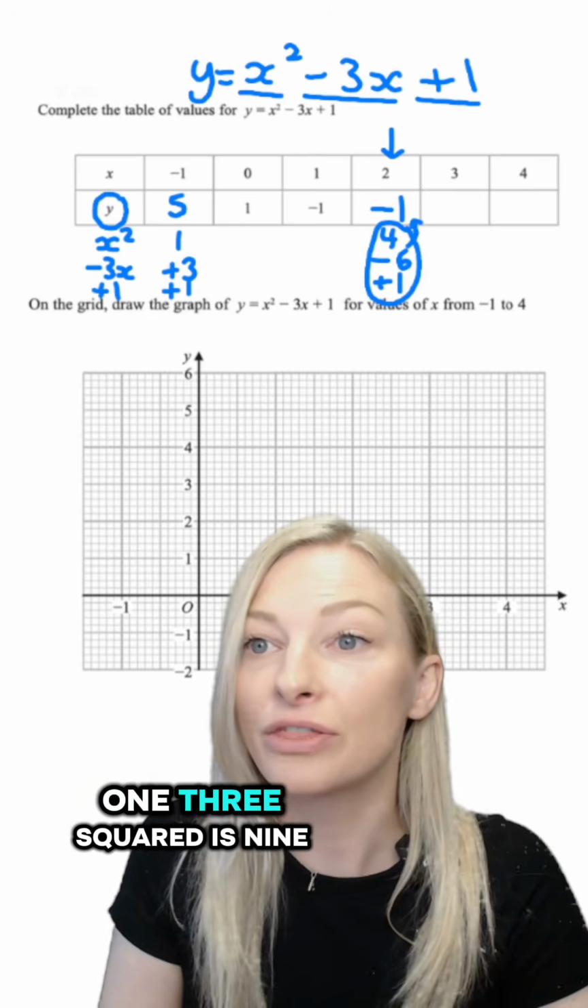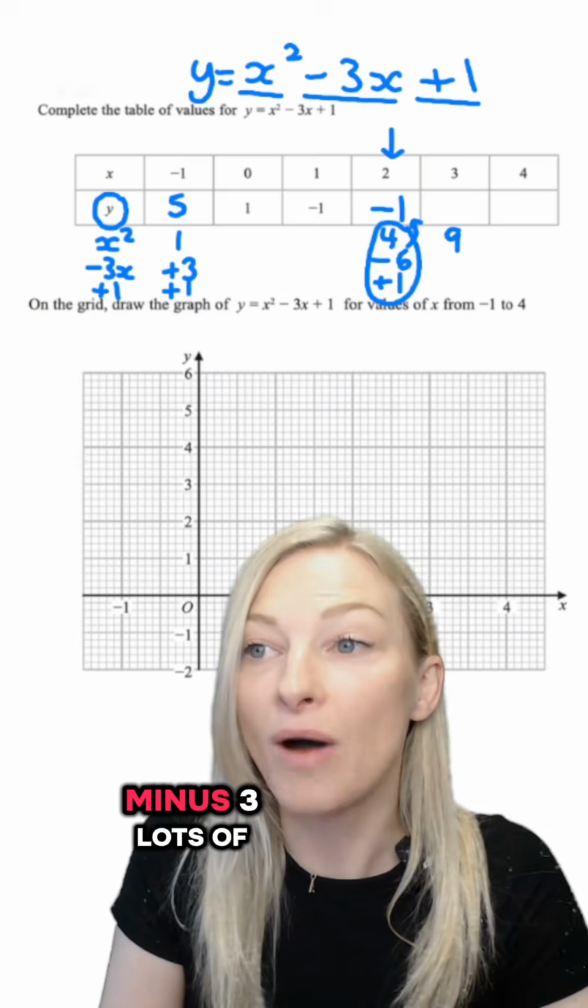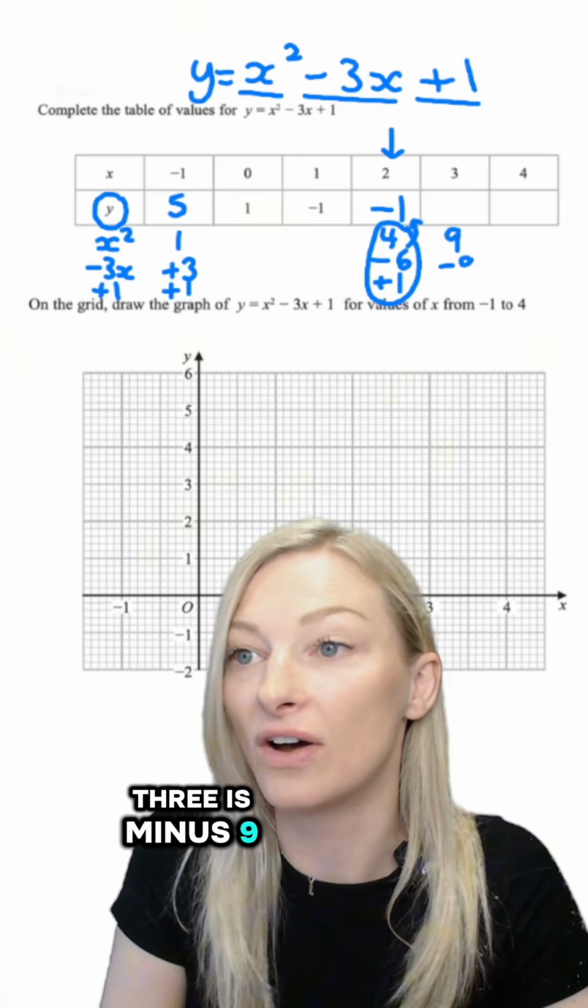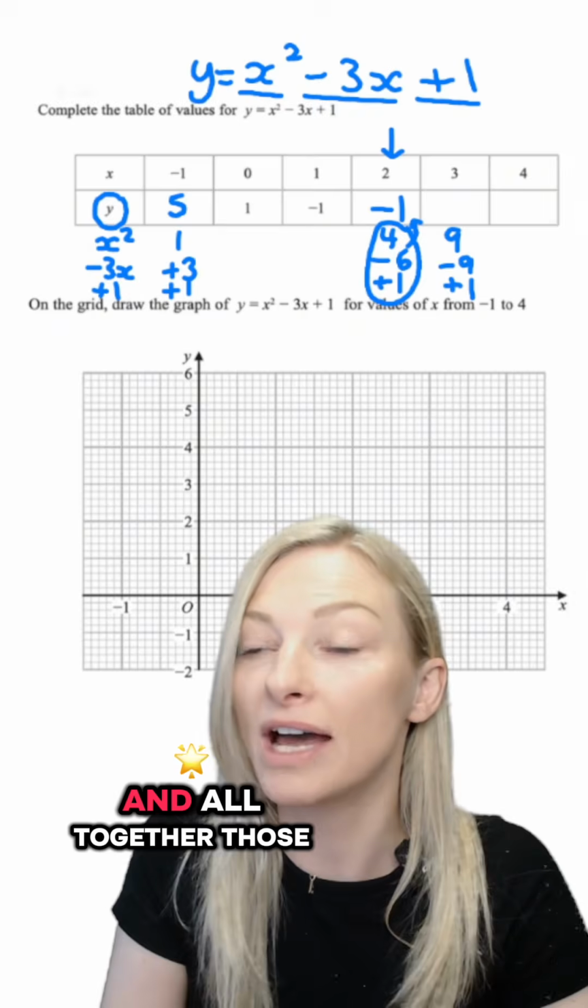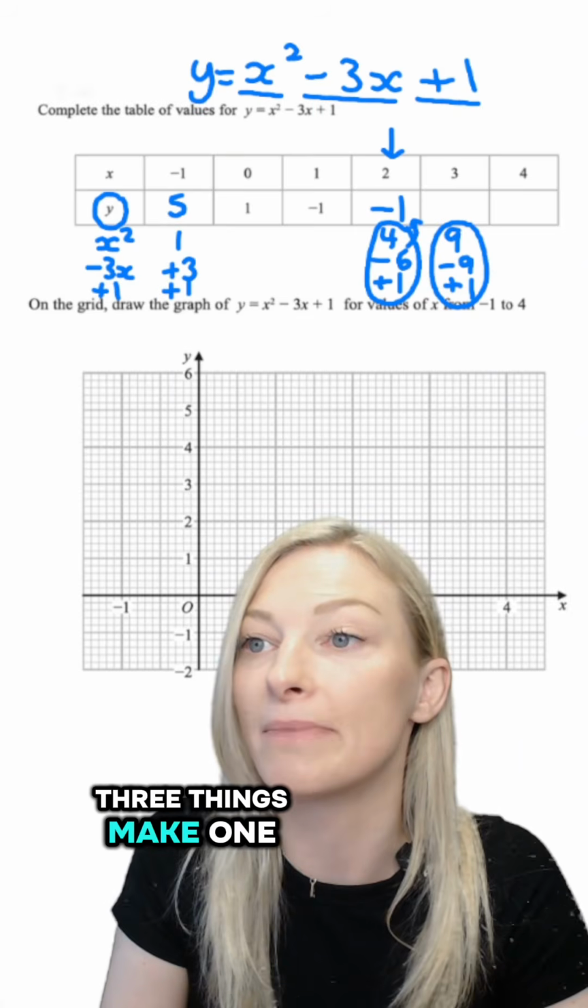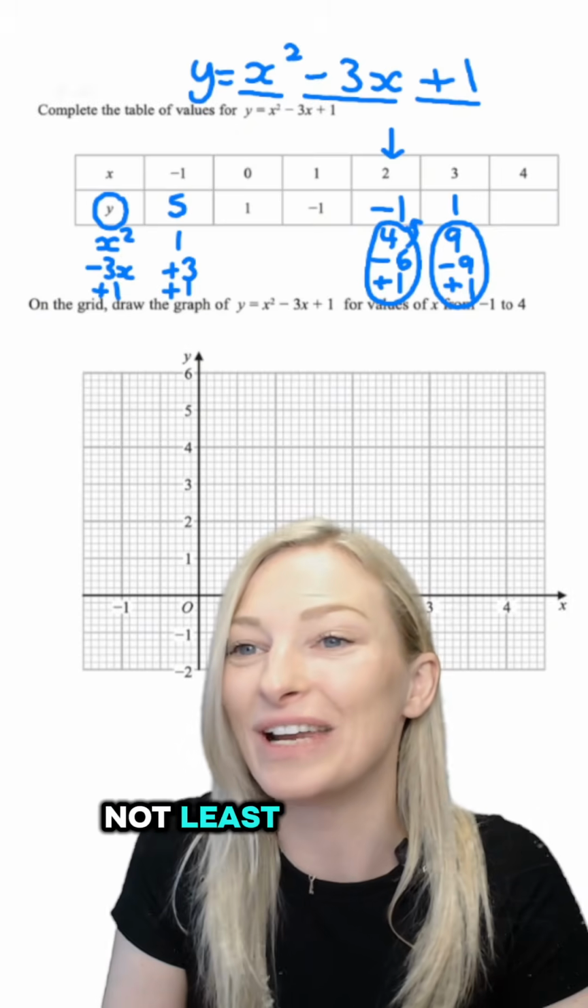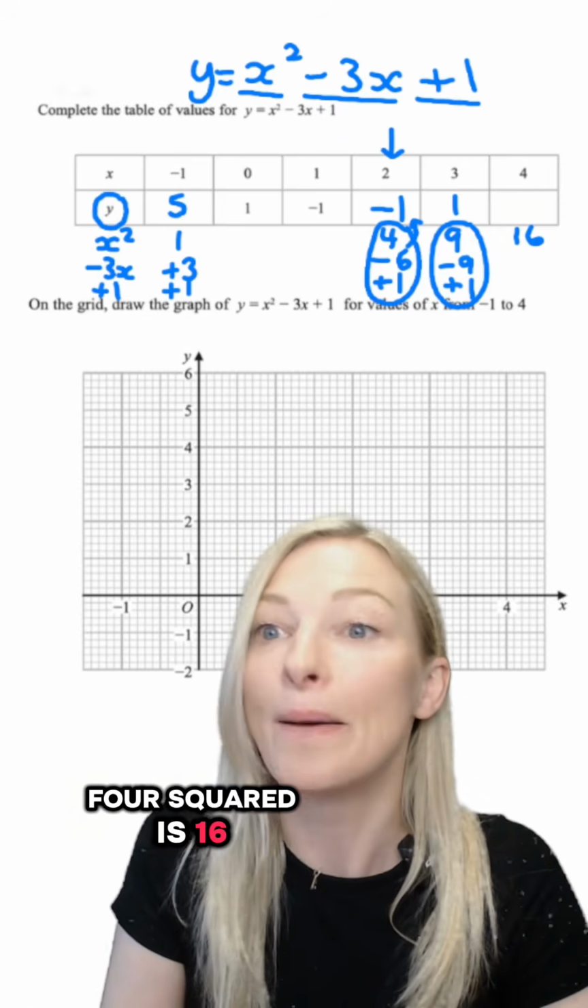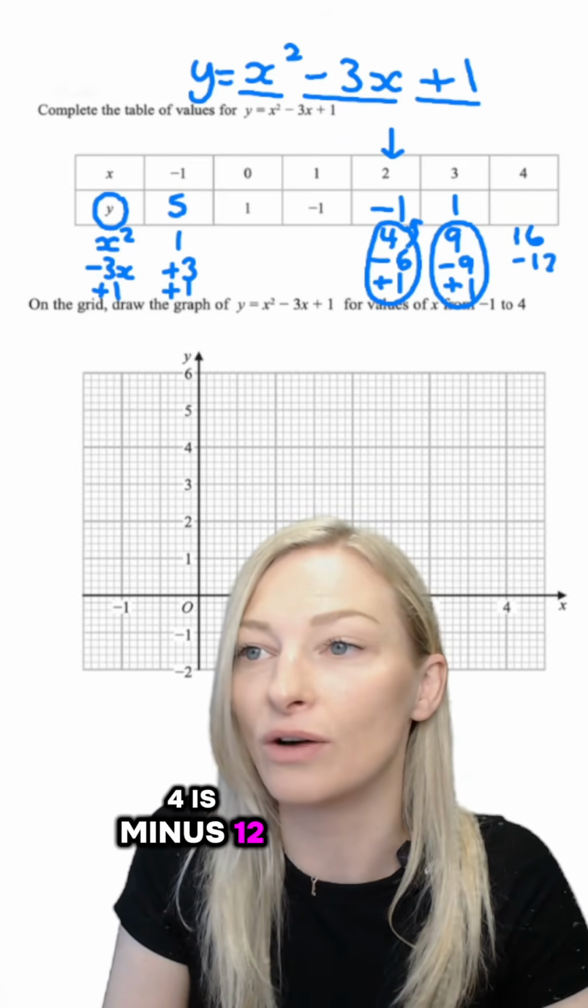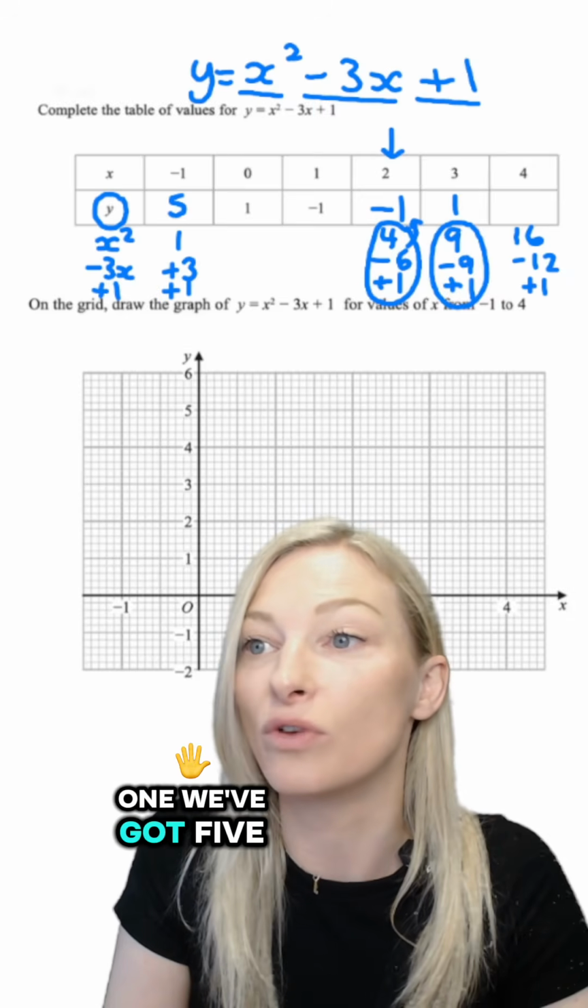Let's do the next one. 3 squared is 9. Minus 3 lots of 3 is minus 9. Then we've got to add on our 1. And altogether, those three things make 1. And then last but not least, 4 squared is 16. Minus 3 lots of 4 is minus 12. Add on an extra 1, we've got 5.